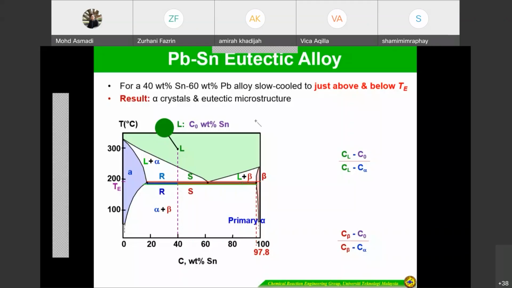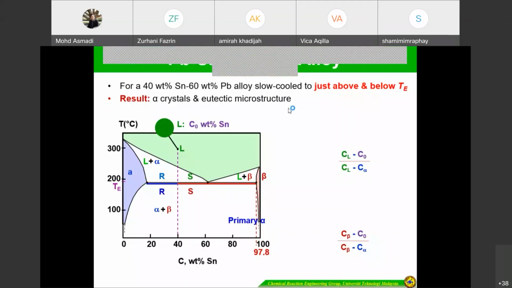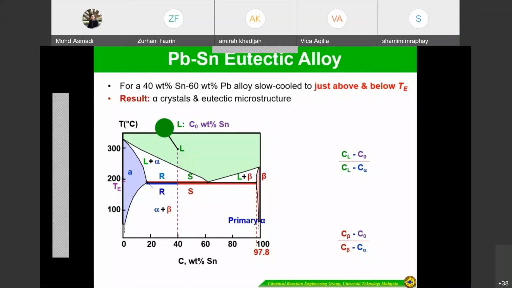If just above and just below, if you look at here, how can we calculate C alpha and liquid? If you look at here, that is just above. So C alpha, you just extend here. This one here is still the same because it's a very, very small difference. So the percentage is the same, C alpha, with the eutectic point. So it's going to be 18.3. And then you extend to the right side. Okay, so you can get alpha and beta. Still touch alpha and beta.